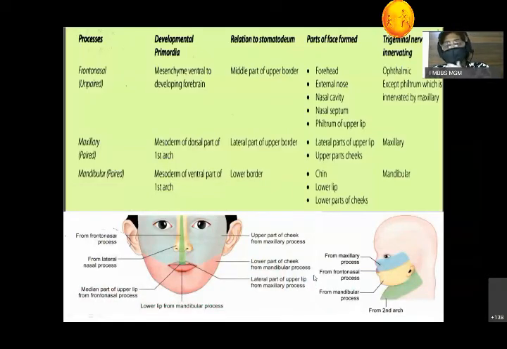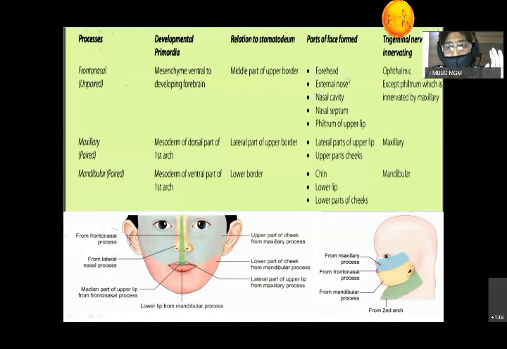So in short, again the summary is there. We'll see it process wise. Now up till now we have seen which part is formed by which process. Now is a quick review of which process forms which part. Okay. So first is frontonasal process, unpaired process. What does it form? See the part of the chart here.